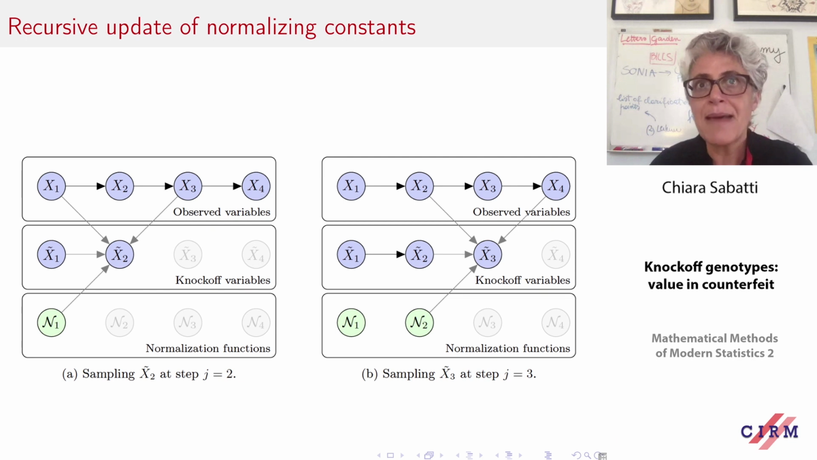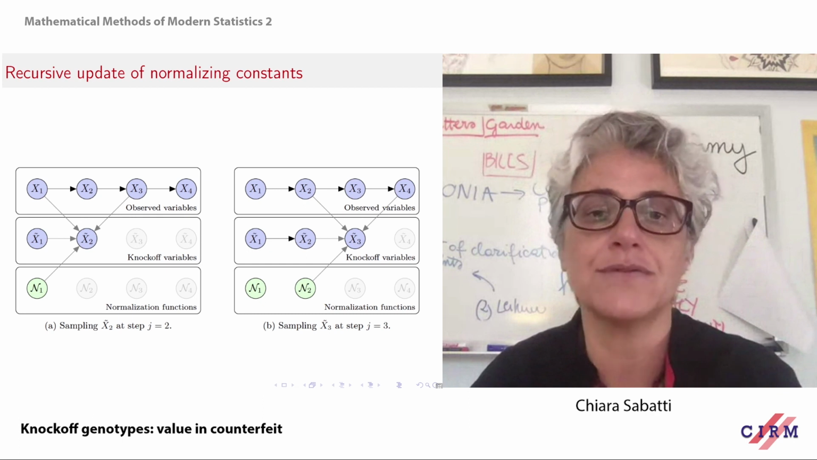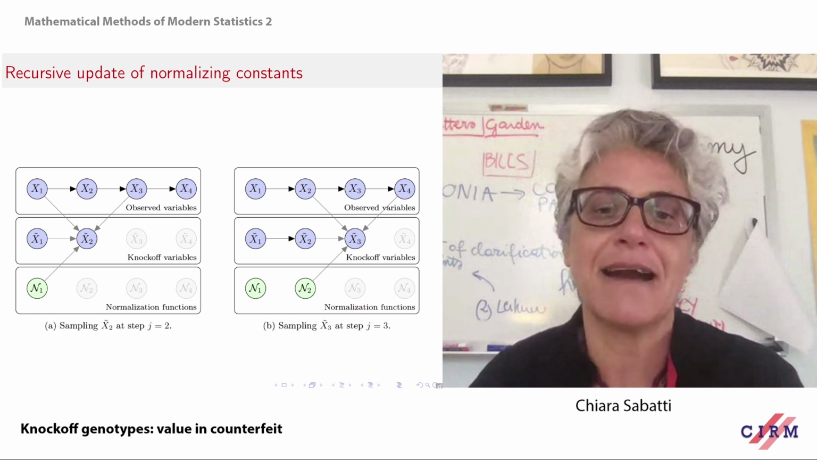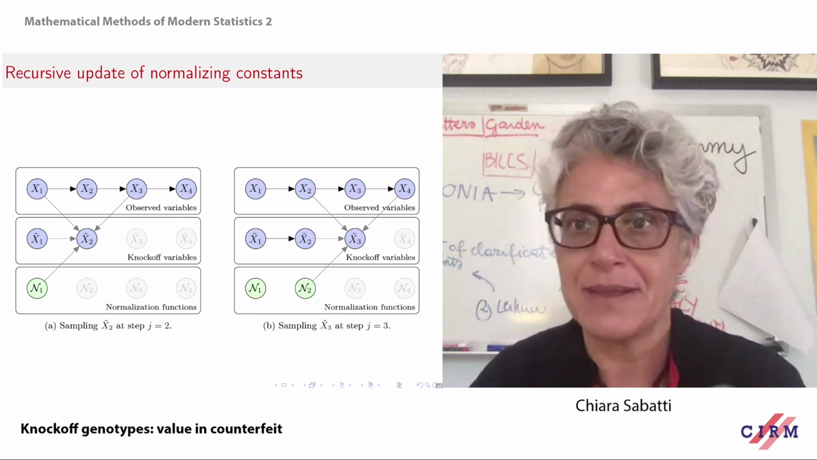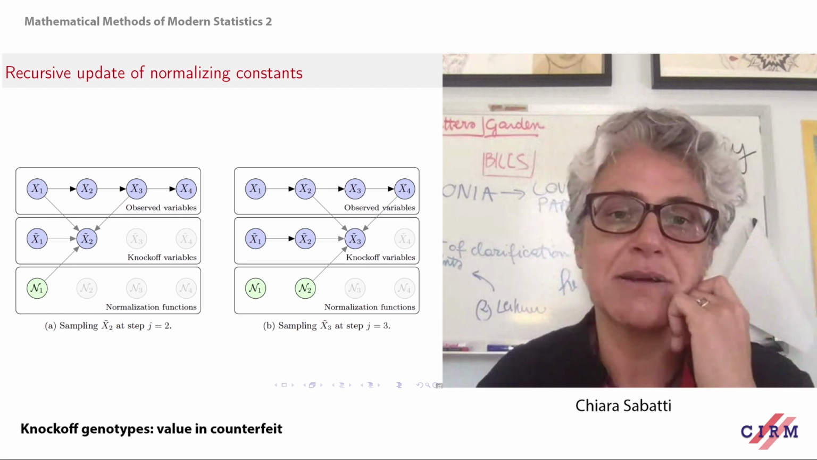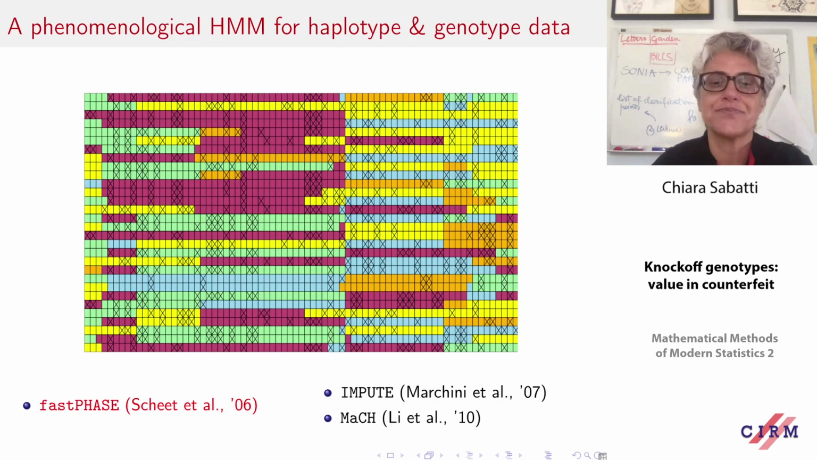Now, remember, at each step, we have to calculate this new joint distribution so that we can evaluate the conditional distribution from which we have to sample the knockoffs. Now, calculating this new joint distribution requires calculating a normalizing factor, and this might be, generally speaking, rather tricky. That's where the difficulty of the general recipe lies. But again, in the case of Markov chains, we can actually do a recursive update of these normalizing constants so that we don't have really substantial computational cost unless the number of states is very large.